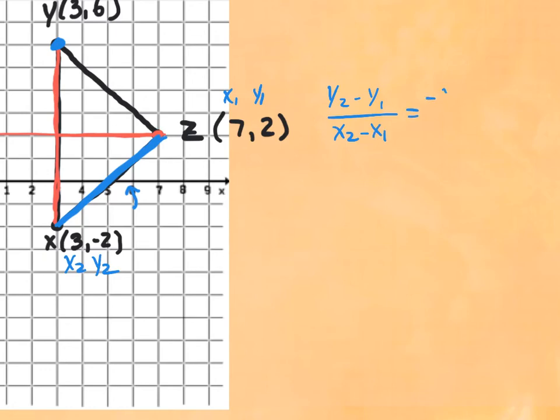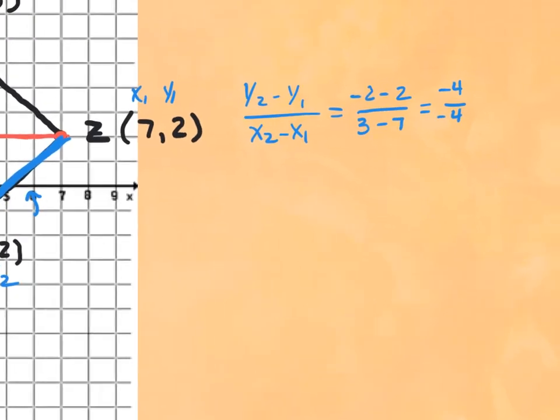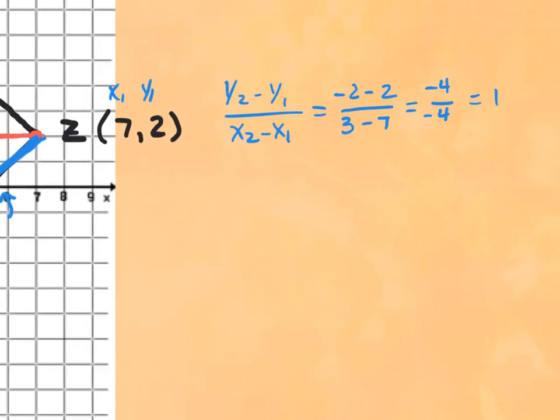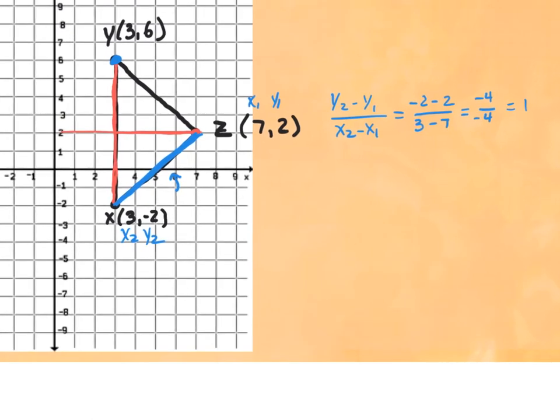So we've got negative 2 minus 2 over 3 minus 7, which becomes negative 4 over negative 4, which is the same thing as positive 1. A negative over a negative is a positive. The slope of that blue line is 1. So what is the perpendicular slope then? Somebody just tell me. Negative 1 over 1. Negative 1 or negative 1 over 1.